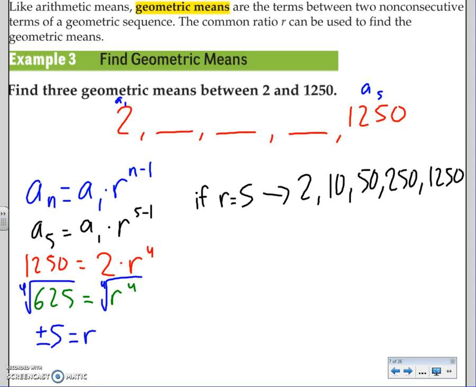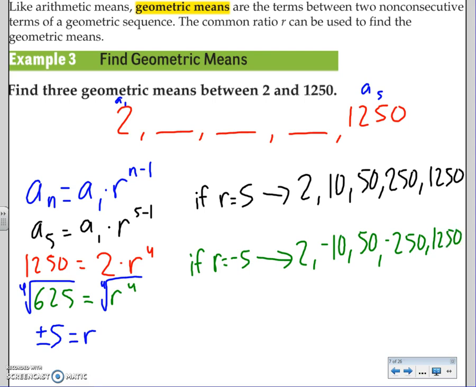What if r is negative 5? Let's see if that works. Alright, 2 times negative 5 is negative 10. Negative 10 times negative 5 is positive 50. Positive 50 times negative 5 is negative 250. Negative 250 times negative 5 is positive 1250. So here there are two different things that work. r could be negative, so there are two scenarios. So we found three. Are they either these three or these three?